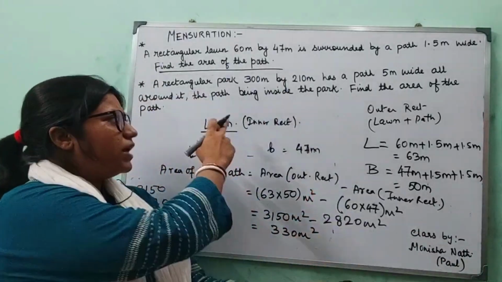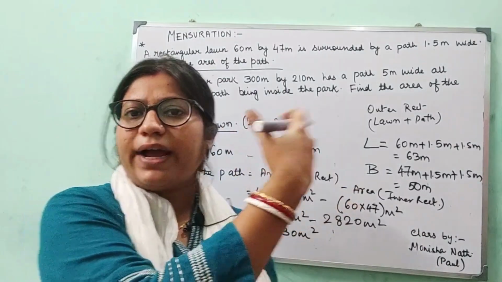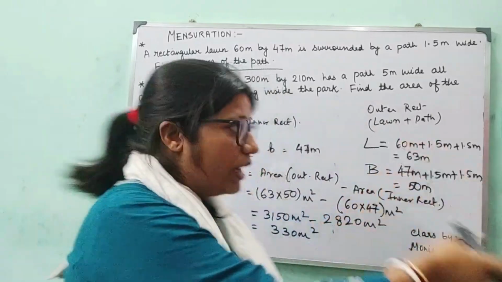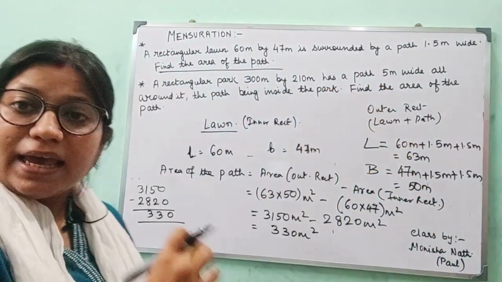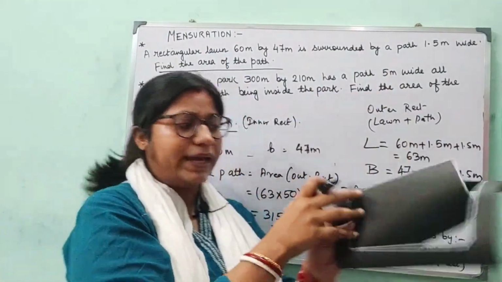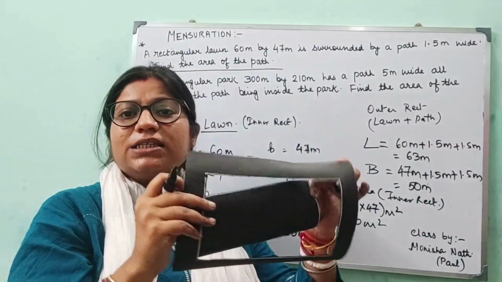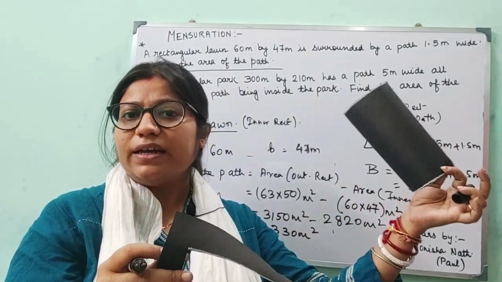So what is the process? If the inner dimensions are given, in order to find the outer dimensions, what do we do? Inner dimensions plus 2 times the width. For the area of the path, what will we do? Like I showed you in the figure itself, from the outer rectangle you remove the inner rectangle.